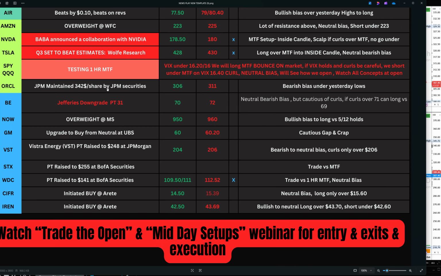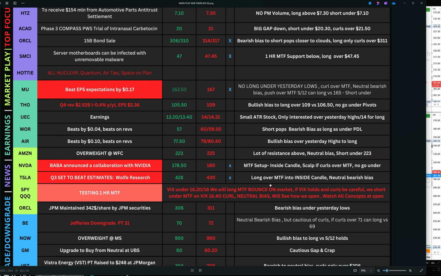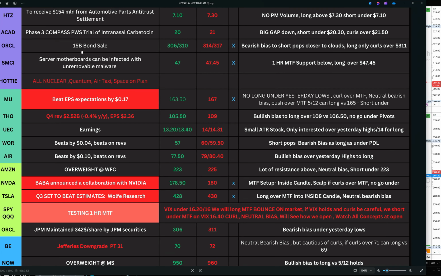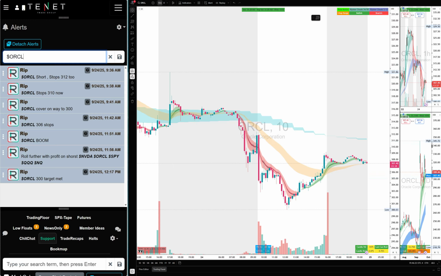JPM maintained 342, bearish bias under yesterday's lows. What does that mean? Short under yesterday's lows. We had more plan. They were also doing a bond sale. So the plan that was given by RGV, the senior trader in the community, was a bearish bias to short the pops. Only long if it pushes over 311. Pay special attention to both these game plans that we had in the pre-market. So let's see what happened.